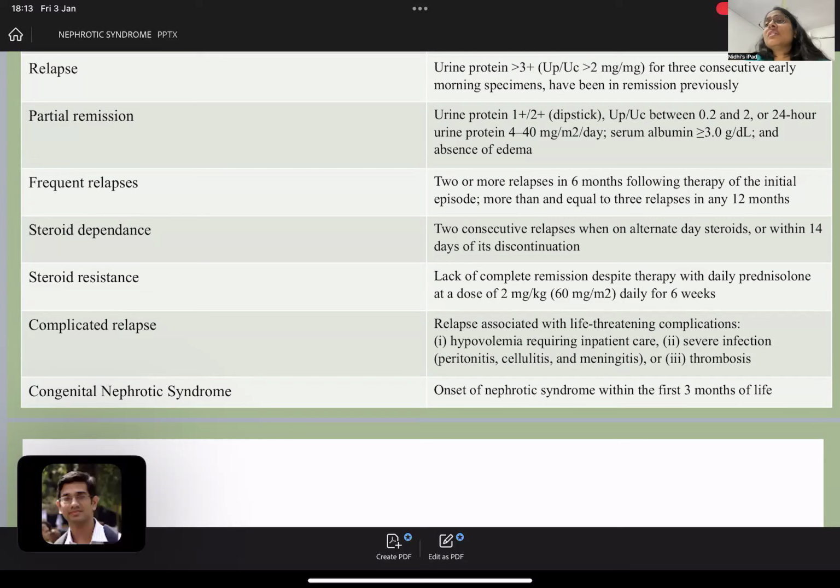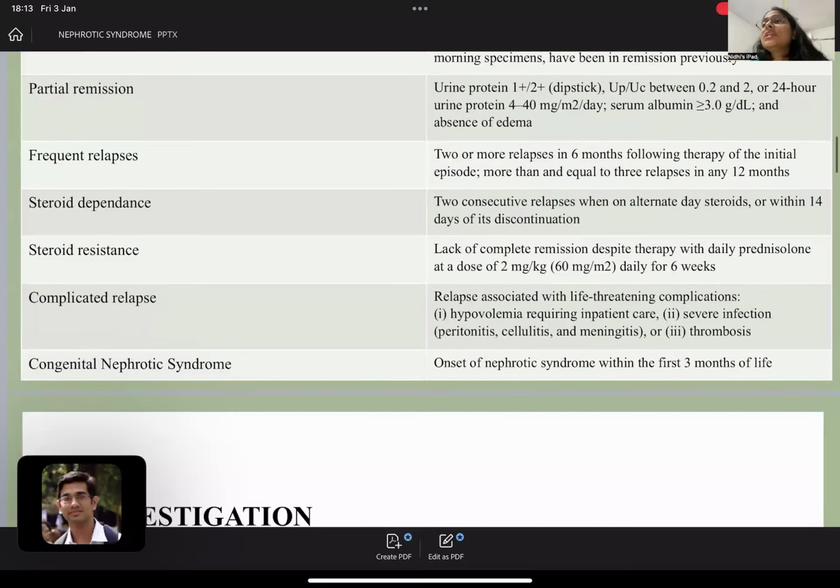Any infection in the body can cause a relapse. So, what is a frequent relapse? A frequent relapse is 2 or more relapses in 6 months following therapy of the initial episode, or it can be more than or equal to 3 relapses in any 12-month period. So it is 2 or more in 6 months following the initial episode.